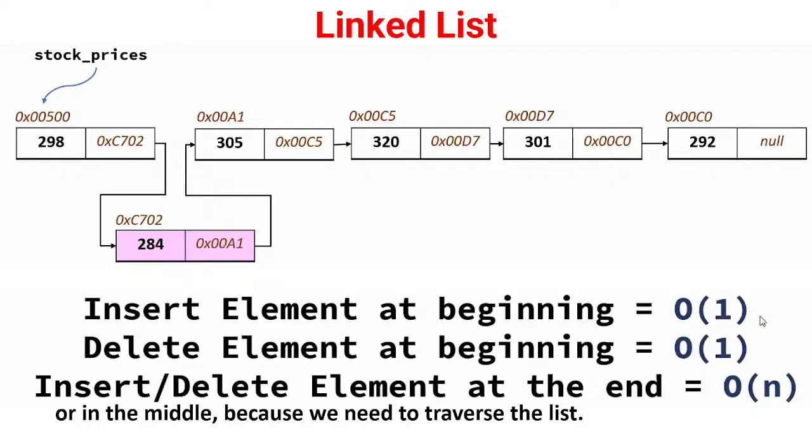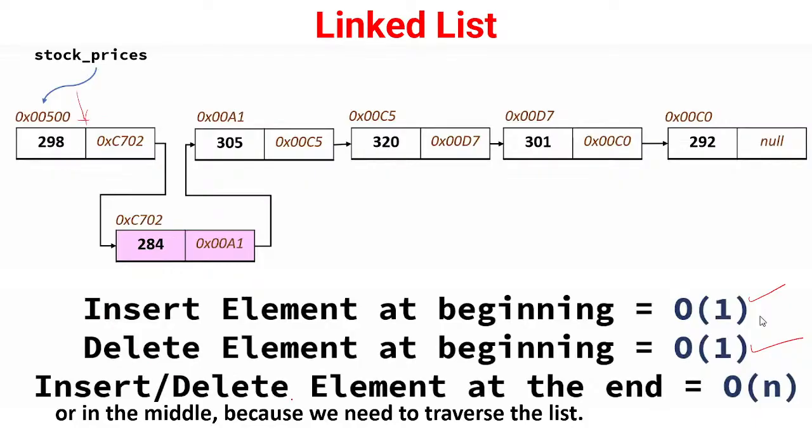Now if you observe this, inserting an element at the beginning takes constant time, which is represented as order of 1 time complexity. If you want to add an element at the beginning, you can directly add it, just change pointers here. Then deleting an element at the beginning also takes order of 1 constant time, because we only delete the first element.